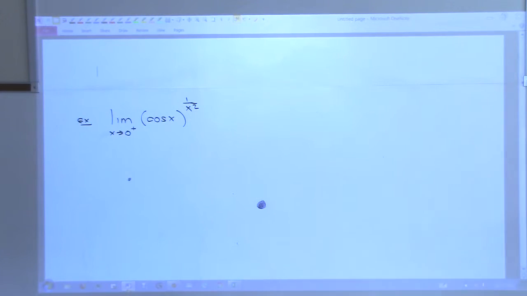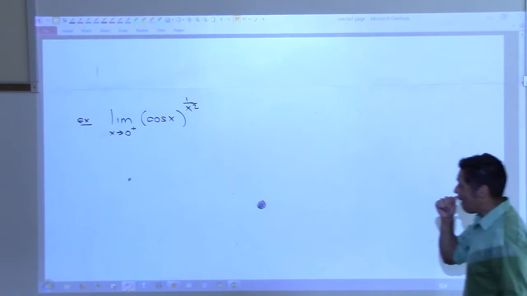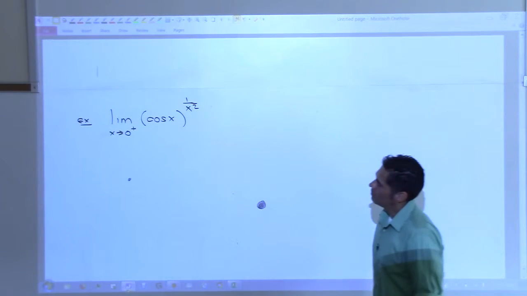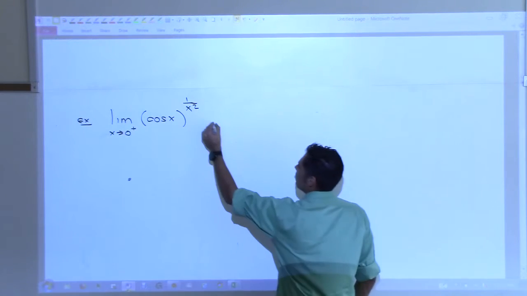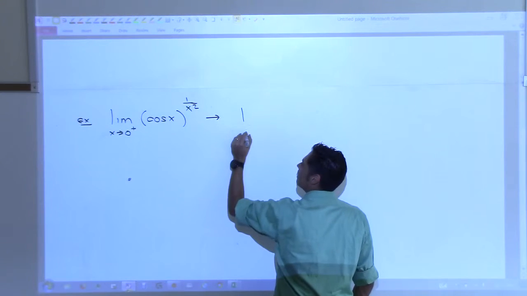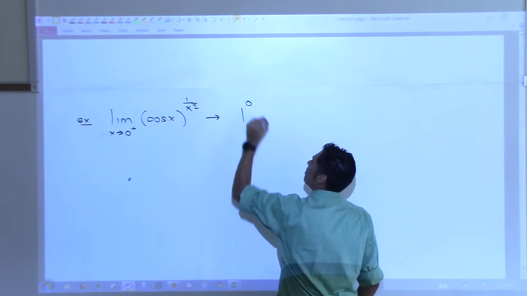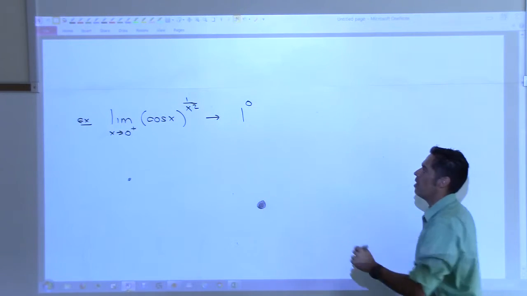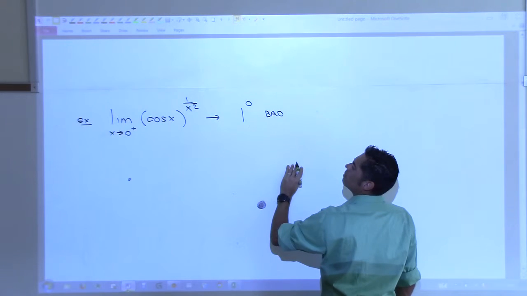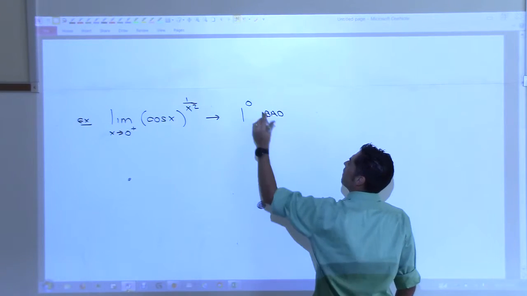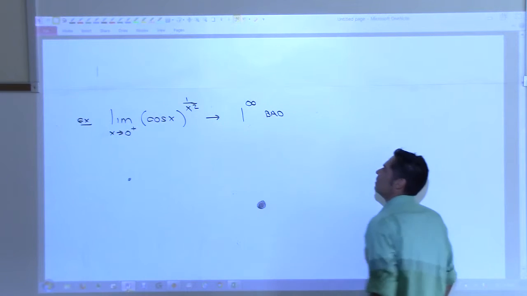All right. Yeah, this is kind of boring now. This is going to be 1 to the infinity, which is an indeterminate form, right? Wait, hold on. 1 to the infinity. I'm like, wait a minute, that's not indeterminate.